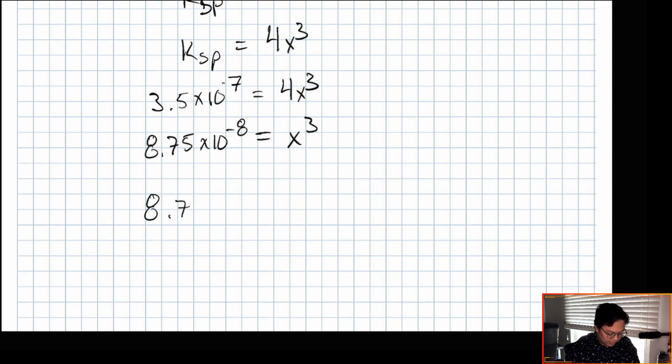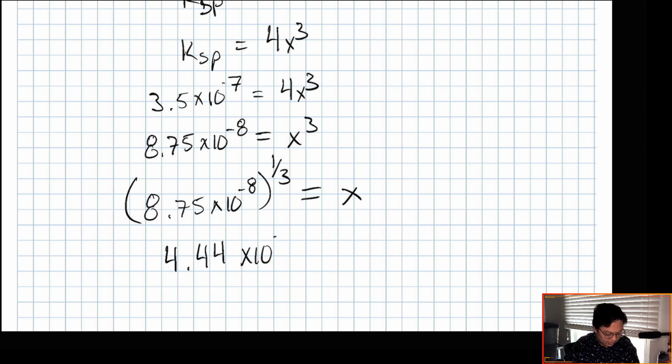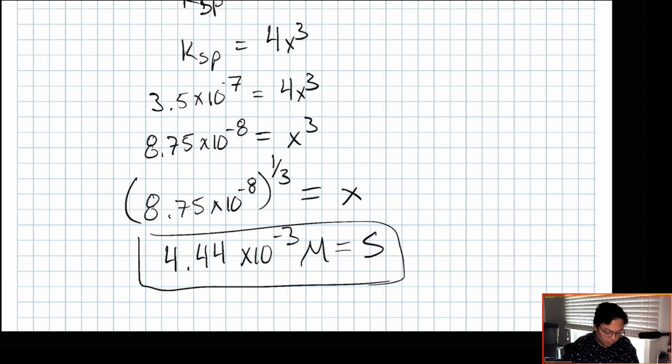And then we'll take the cube root of everything. One way you can type it into your calculator to get X is to raise this to the 1/3. So we'll take that result and raise it to the 1/3, and we'll get 4.44 times 10 to the negative 3 molar as S, our molar solubility for calcium iodide.